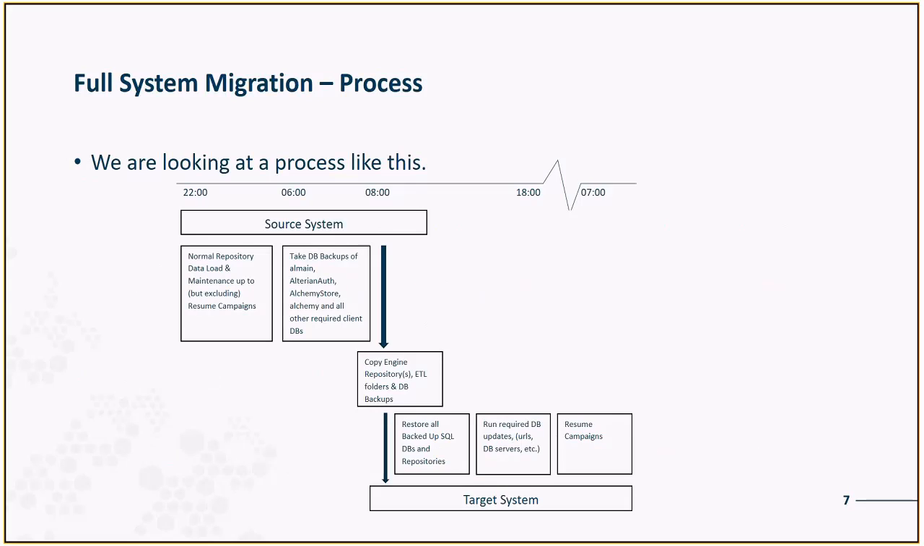We can represent the process we're going to do diagrammatically like this. At some convenient point, normally after an overnight load but before we've restarted the system, we're going to back up everything on the source system. That's all the SQL databases and engine repositories. We're going to copy those across to the target system where we're going to restore them. We're going to run a set of SQL updates, and then we can resume campaigns. It's probably reasonable to tell your clients and the users in your clients that you will need the system offline for a day to do this.